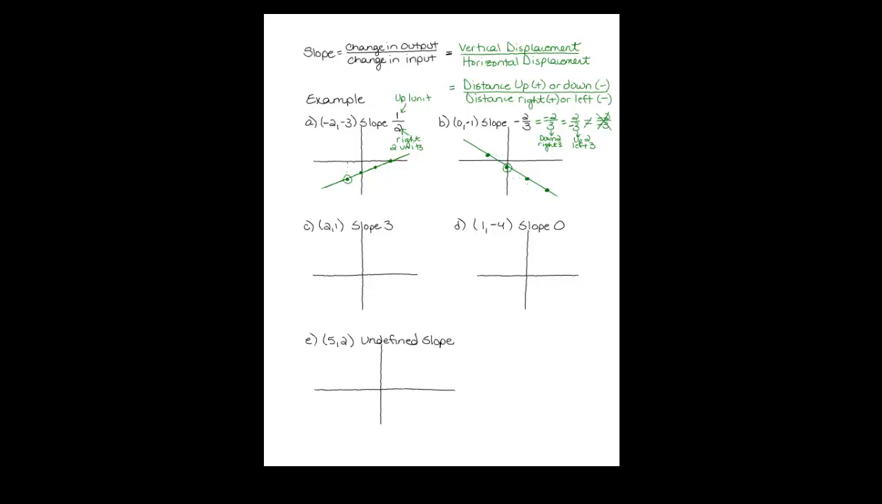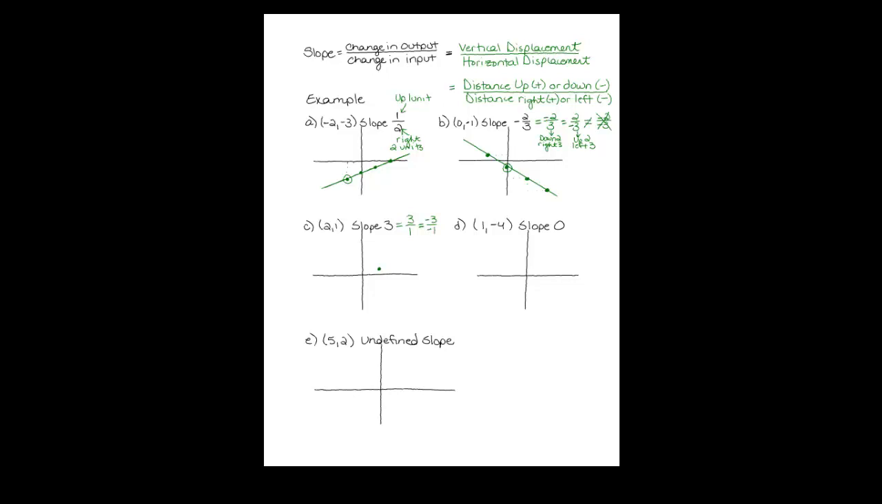Now part C, you have the point 2, 1, so let's graph that. There's 1, 2, 1, right about there. And the slope is 3. Now in order for this process to work, the slope has to be a fraction. So I'm going to rewrite 3 as 3 over 1. And also notice that we can consider it to be negative 3 over negative 1.